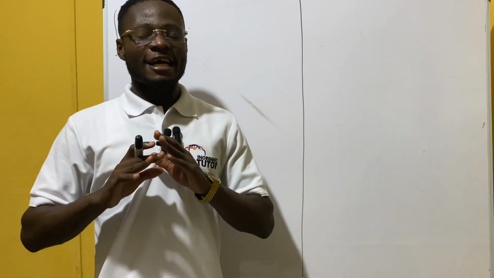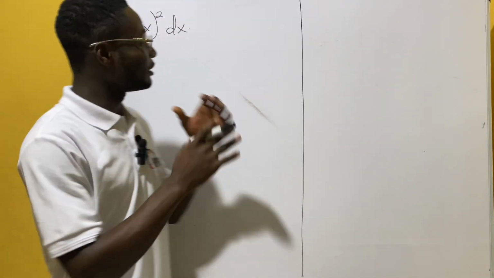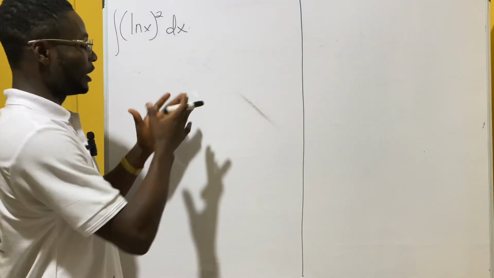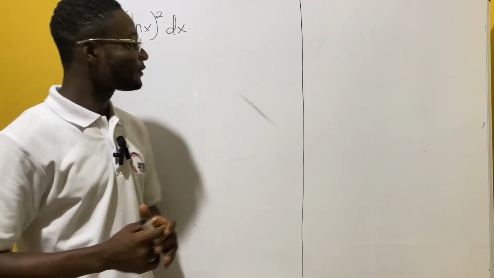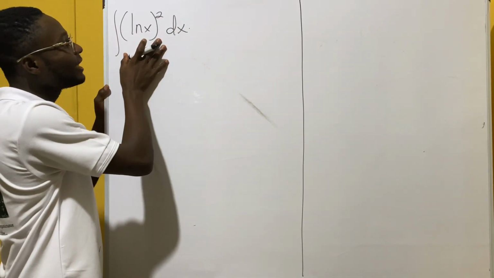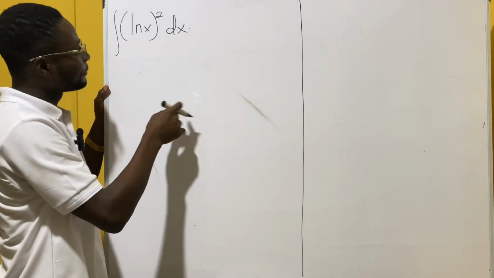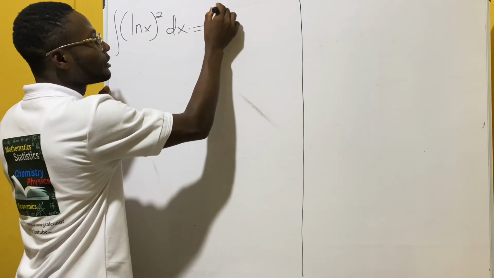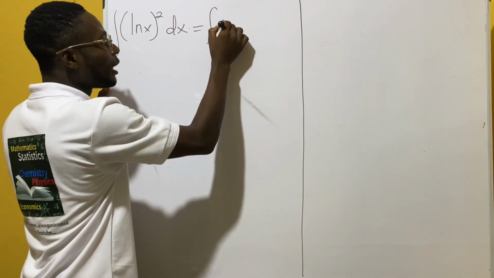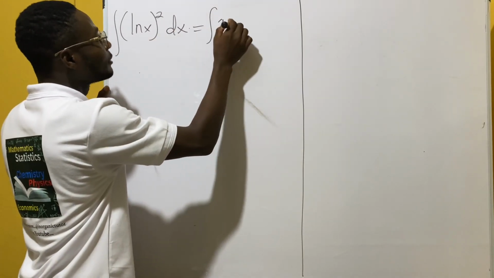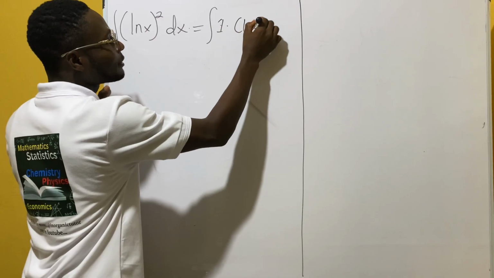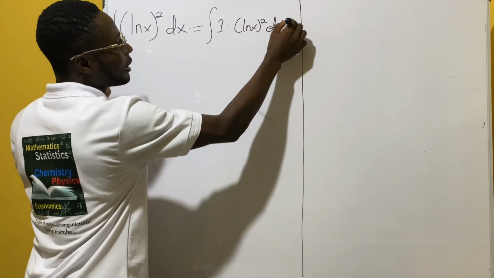Today is another episode. We want to look at how we can tackle this particular function on the board. So this function, ln of x all squared. This expression can be written as 1 times ln x all squared dx.